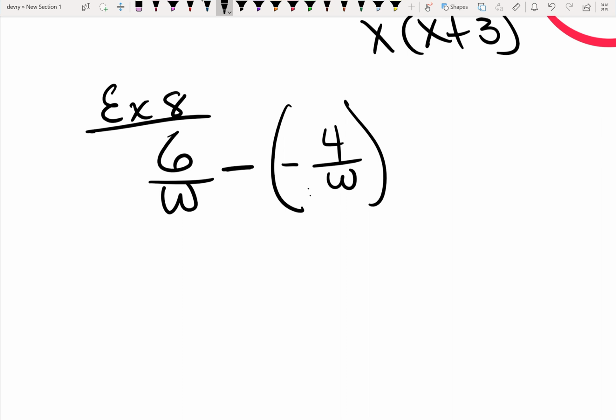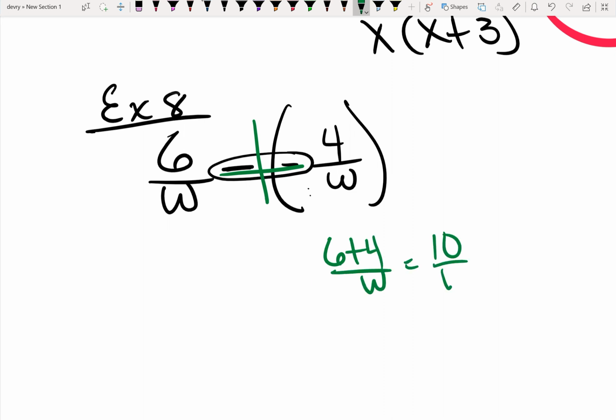So if you keep this in mind, what happens when you have two negatives side by side? Well, they become a big old plus. Your final answer? Basically 6 plus 4 over w, which simplifies to 10 over w.